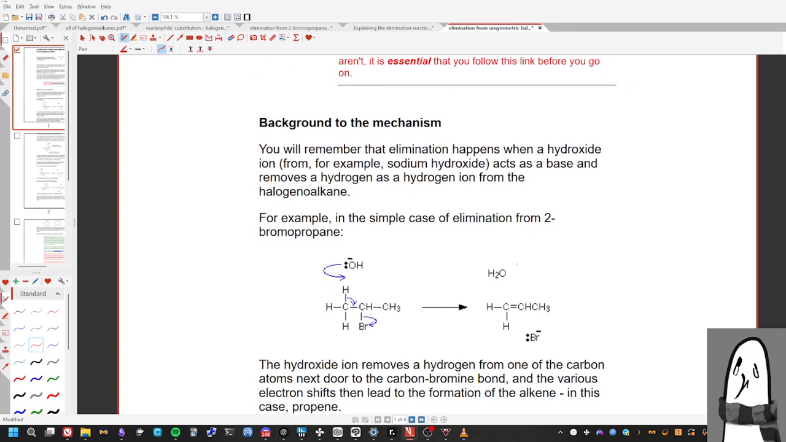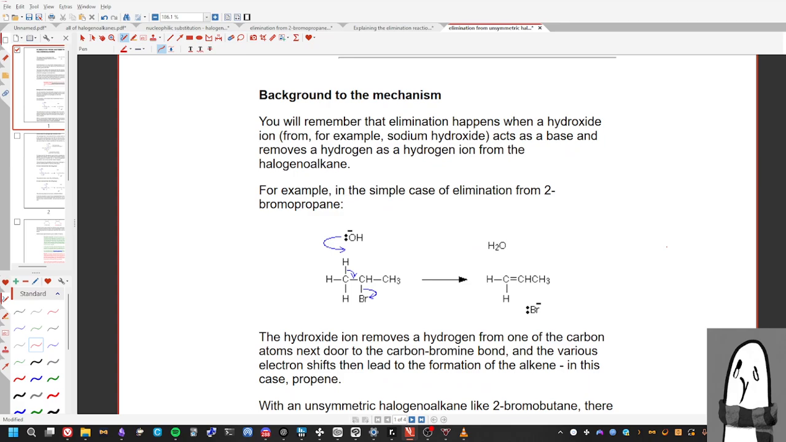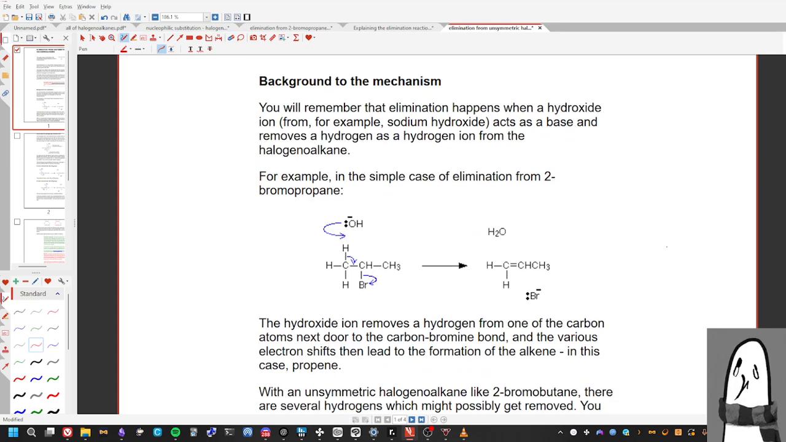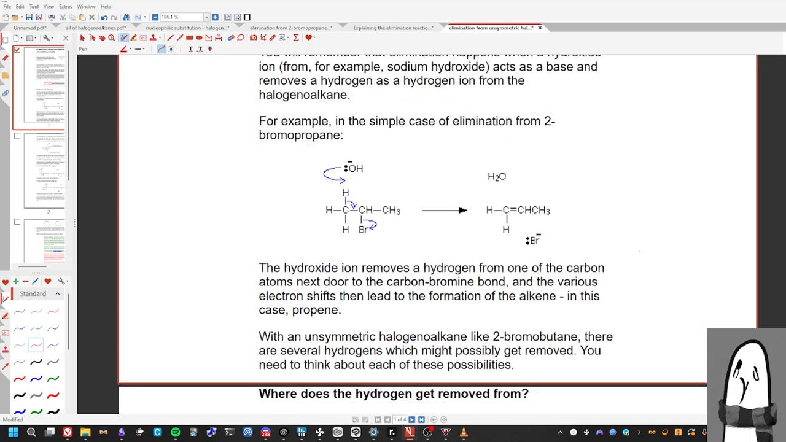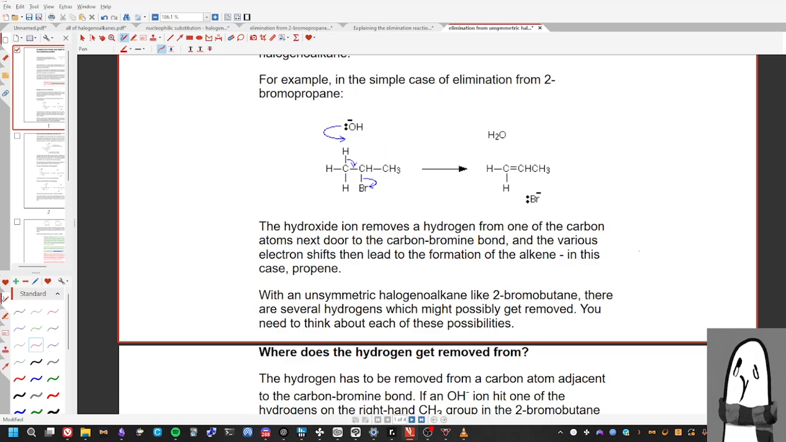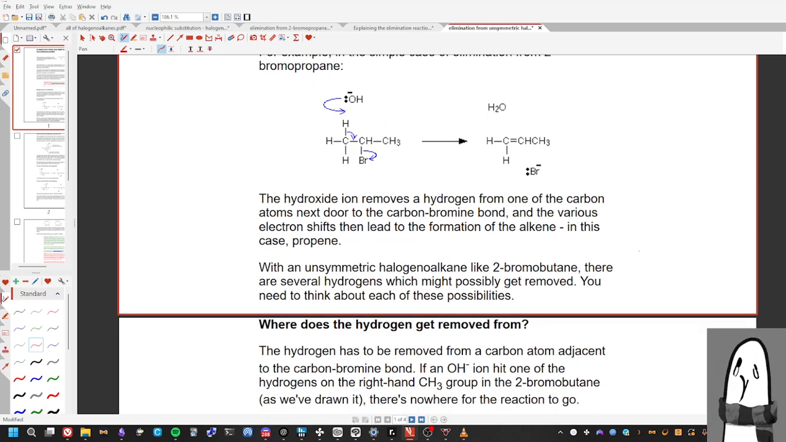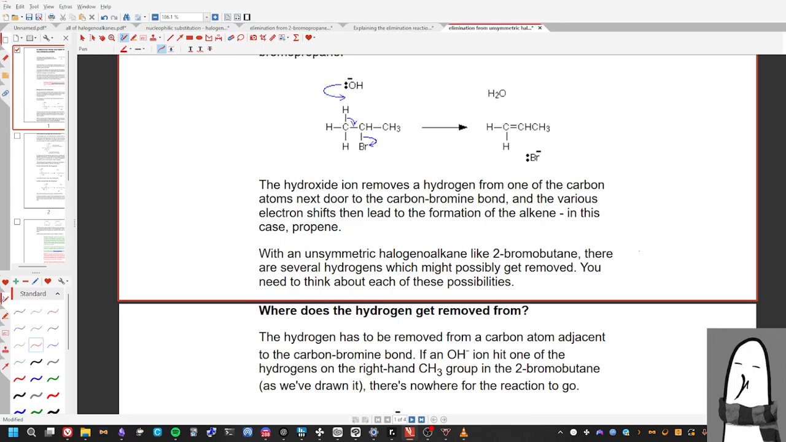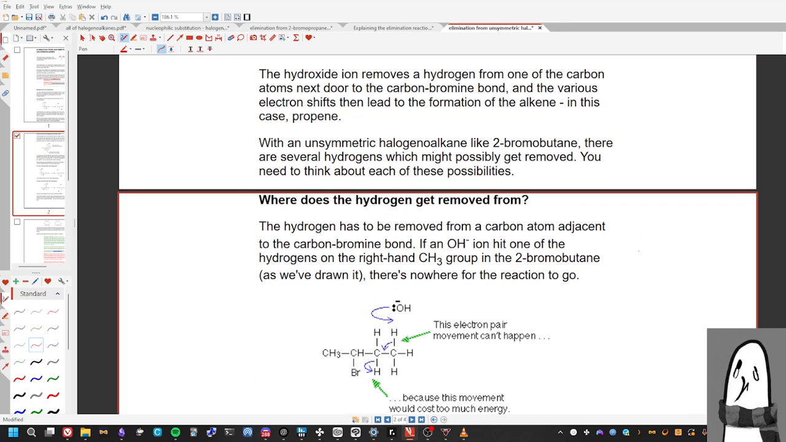Okay. Now, background to the mechanism. You will remember that elimination happens when a hydroxide ion acts as a base, and it removes a hydrogen. For example, the simple case from 2-bromopropane, which is symmetrical. The hydroxide ion removes a hydrogen next to the carbon-bromine bond. Various electron shifts lead to formation of an alkene. With an unsymmetric halogenoalkane like 2-bromobutane, there are several hydrogens which might possibly get removed. So there's a lot of hydrogen here that could get removed. You need to think about each of these possibilities.